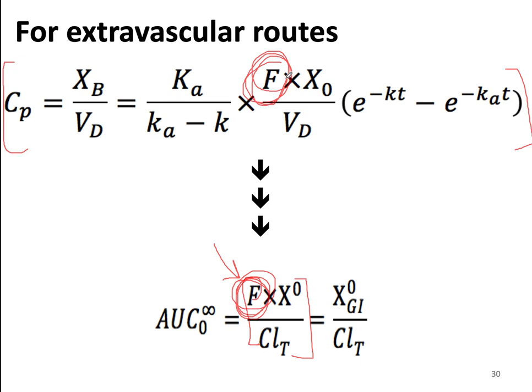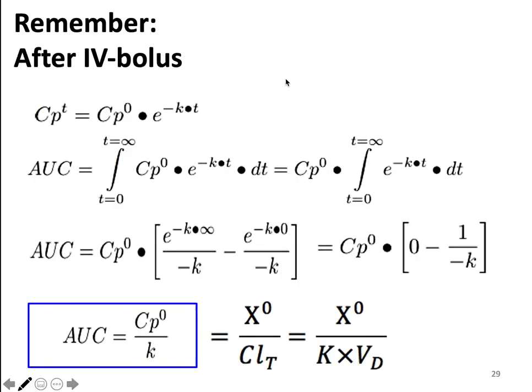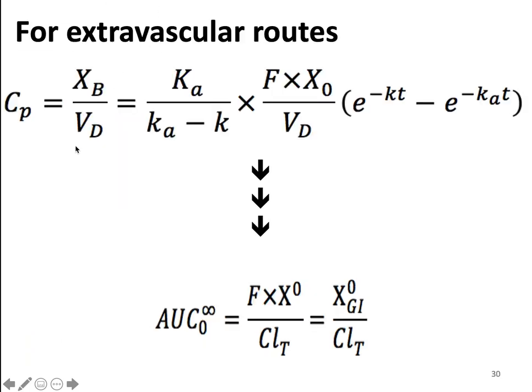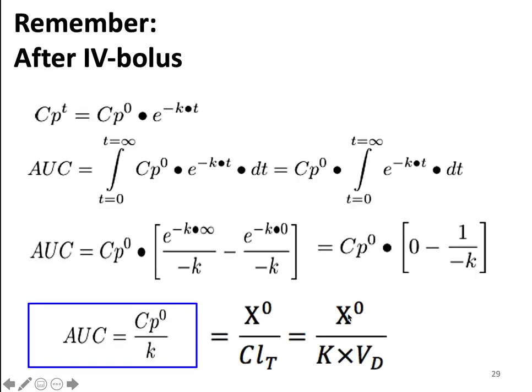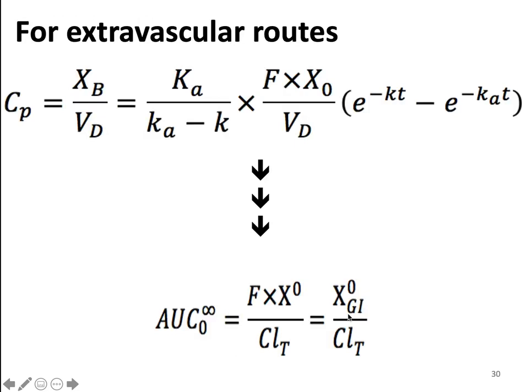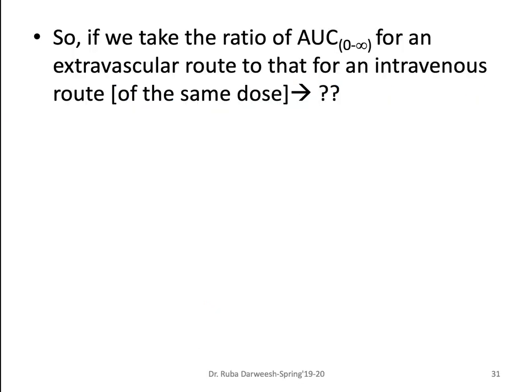When we compare this to that, we have here the total area under the curve for IV bolus, and here the area under the curve from 0 to infinity for the extravascular route. If we have the same dose here and there, and I'm dividing the total area under the curve for extravascular over that for IV bolus, what is the result of this?